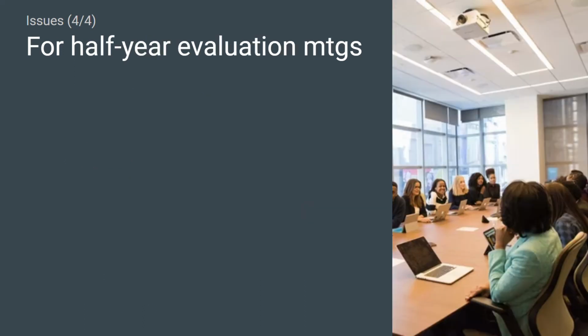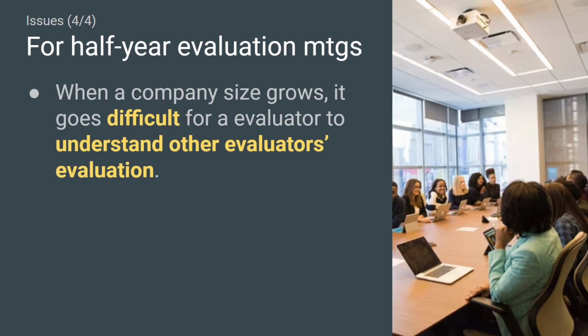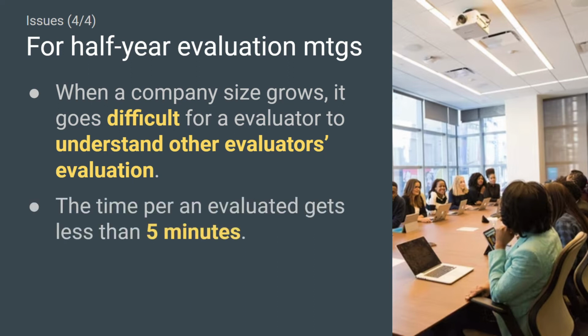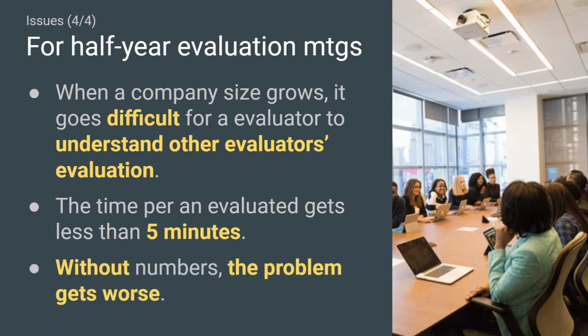Three, for half-year evaluation meetings, when a company size grows, it becomes difficult for an evaluator to understand other evaluators' evaluations of their subordinates in meetings where many attendees attend. Also, the time per evaluated person gets less than 5 minutes because of the number of attendees. So without numbers, the problem, as I've explained, gets worse.